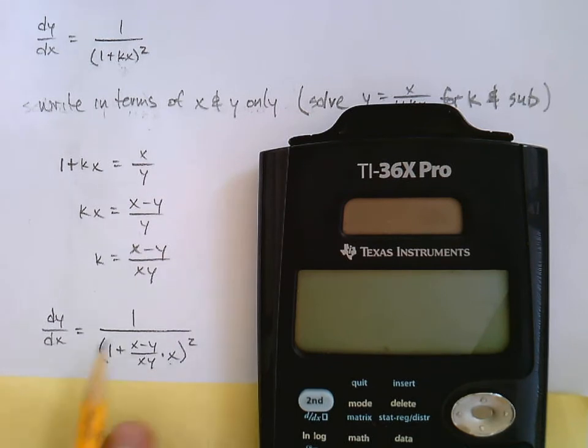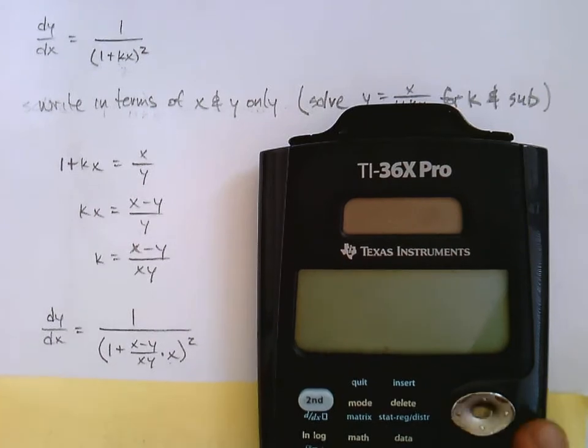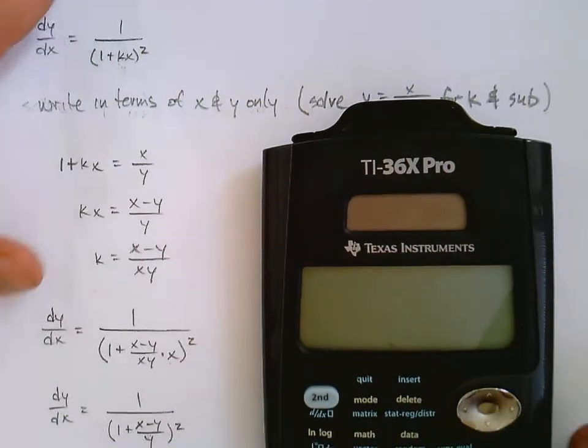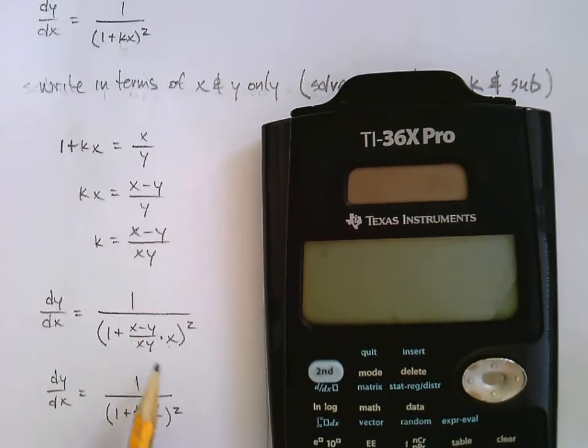And we're just going to clean this up as much as we can. We can see that the x's cancel, so that's a great place to start. Just cancel those x's. 1 plus x minus y over y, quantity squared.